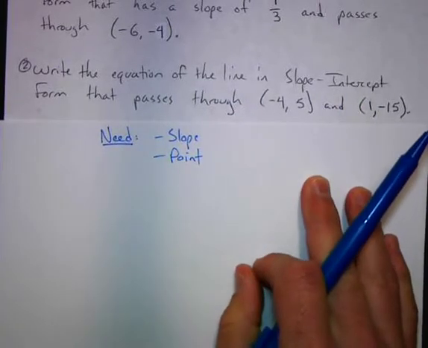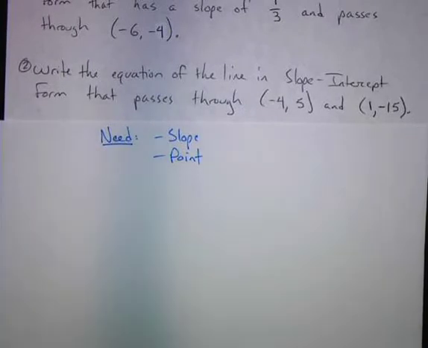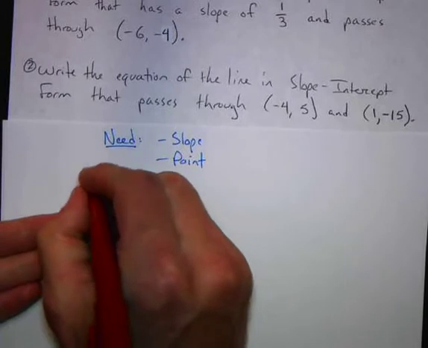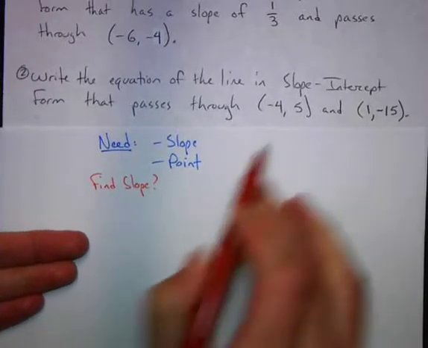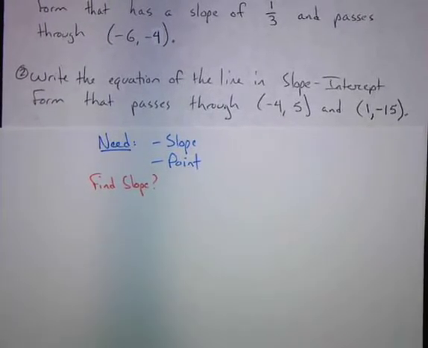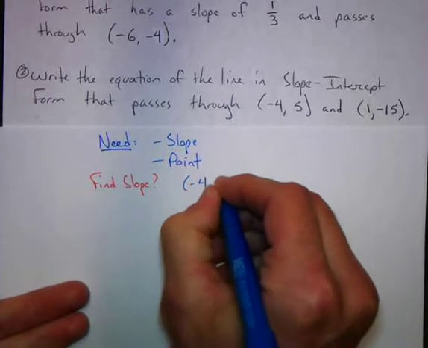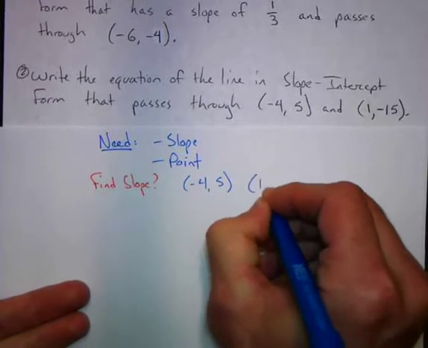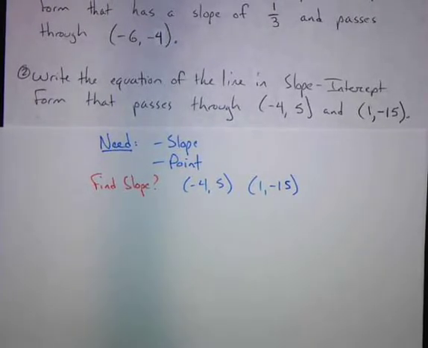So we're stuck, right? Well, one might think, can we find the slope? Okay, so that's the question we have to ask. Can we find the slope? Can we find slope given two ordered pairs? Absolutely, we sure can. Okay, so we can find the slope. We have those two ordered pairs, -4, 5, and 1, -15. And we can find the slope of those two ordered pairs.